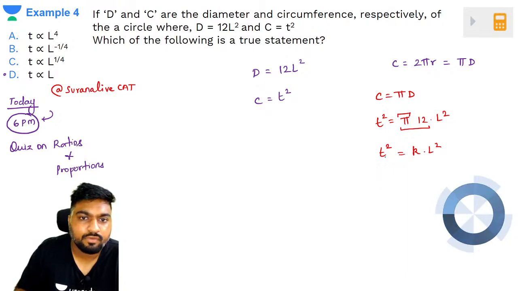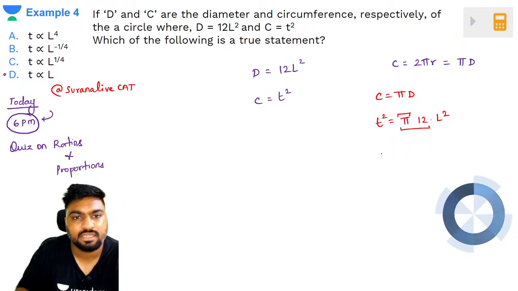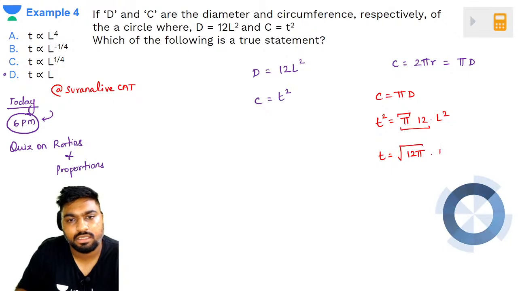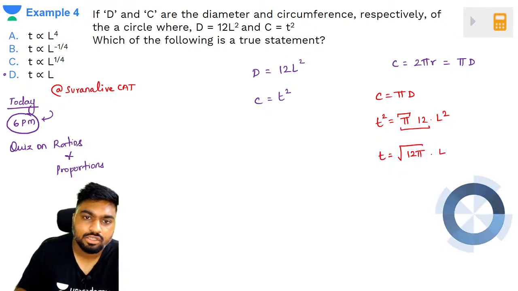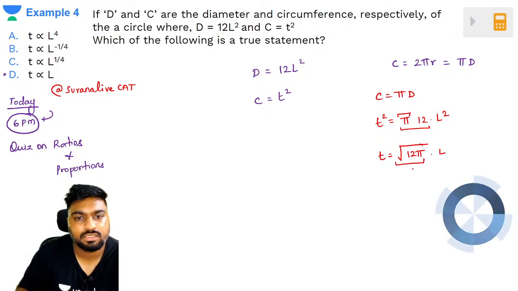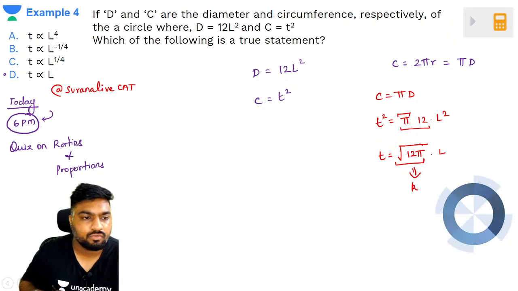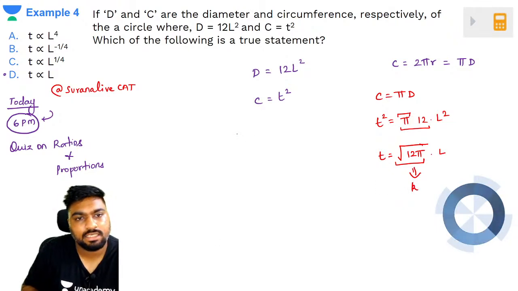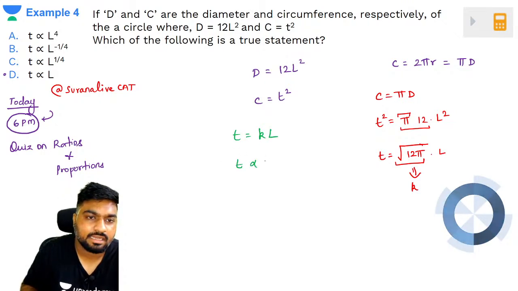If you were to take the root of this, so first itself take the root. Square root of t square will be what? T, and square root of this entire thing will be what? 12 pi will be under the root into L. Correct? So square root of 12 pi will become the constant now. This becomes the constant. So what do you finally get? You get T is equal to constant into L, or T is directly proportional to L. Got it?